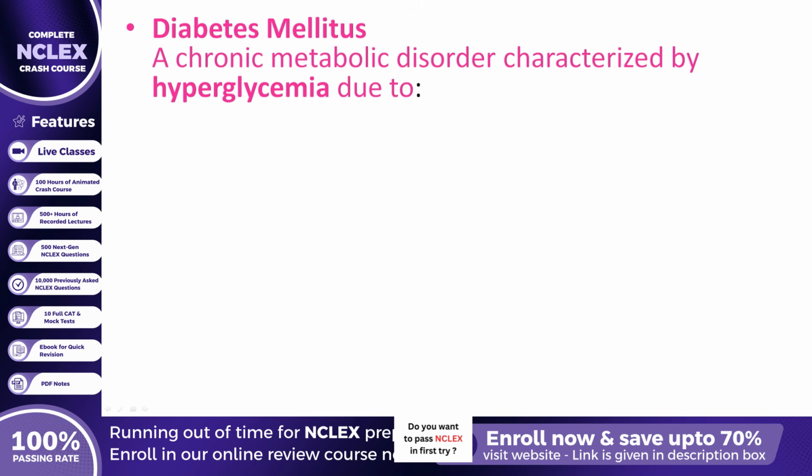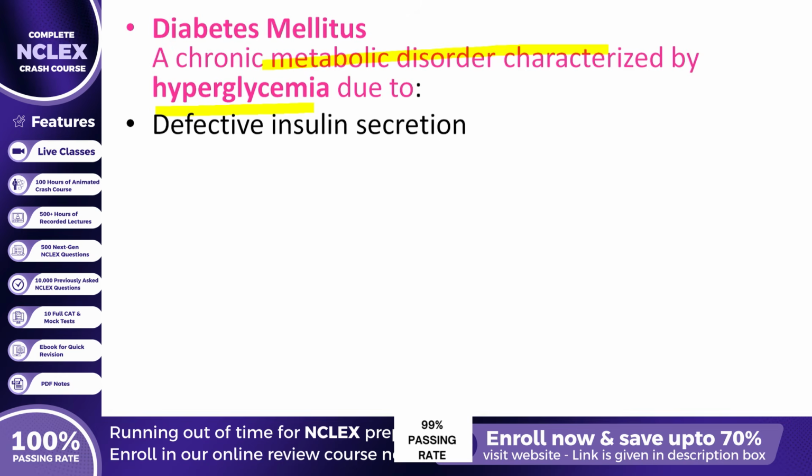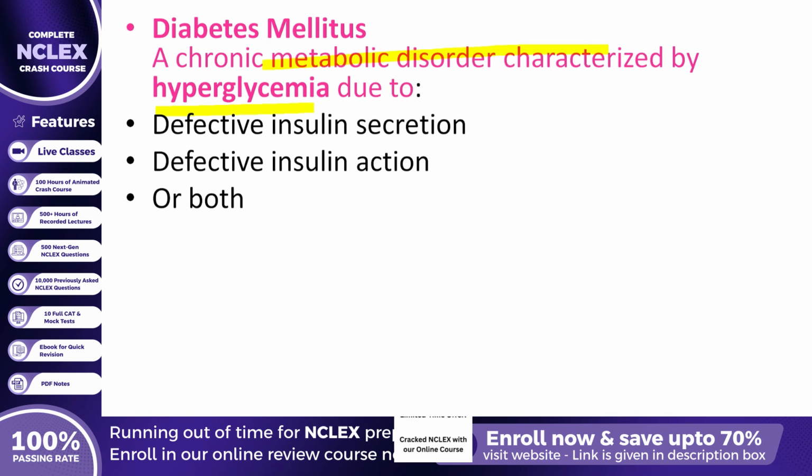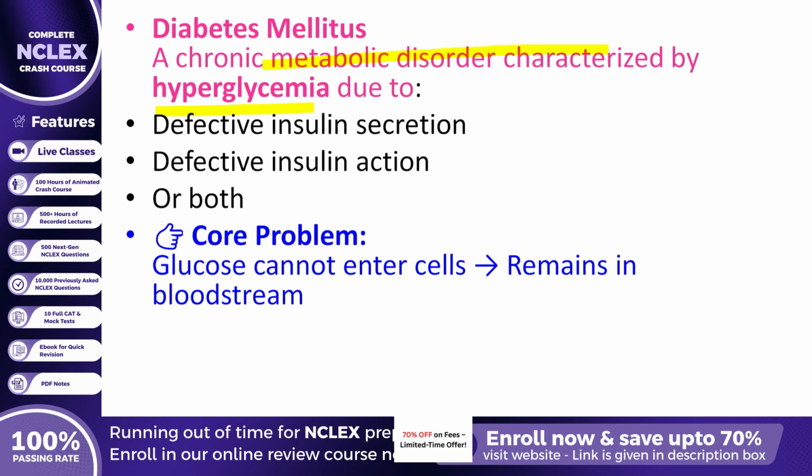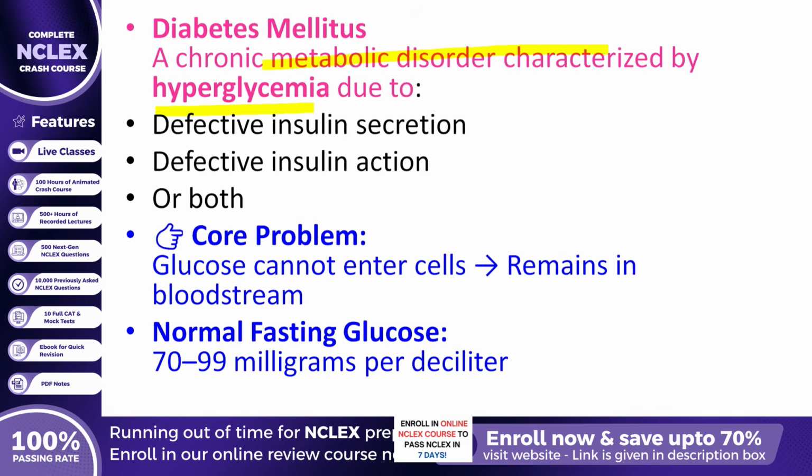Diabetes mellitus is a chronic metabolic disorder characterized by persistent hyperglycemia resulting from defects in insulin secretion, insulin action, or sometimes both. In simple terms, glucose is present in the bloodstream, but it is not effectively entering the cells where it is needed for energy. Consequently, despite high blood sugar levels, the cells are essentially starving.